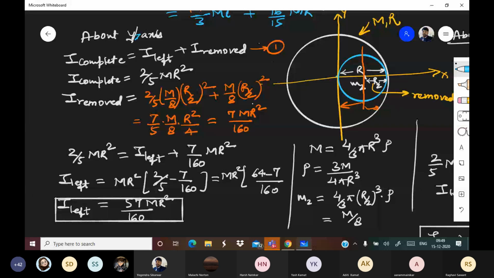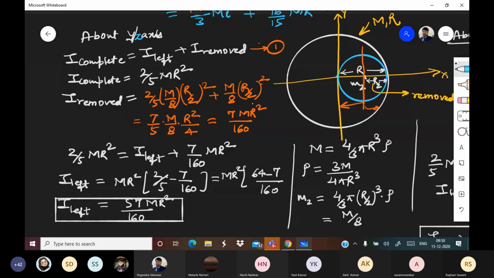So I complete is equal to I left plus I removed. I complete will be the same, 2 by 5 MR square, right? Okay. I removed will be how much? So for any diametric axis, for the removed part, it will be 2 by 5 mr square, plus you need to shift it to the parallel axis. And shifting will be how much? Same. M by 8 into R by 2 square.